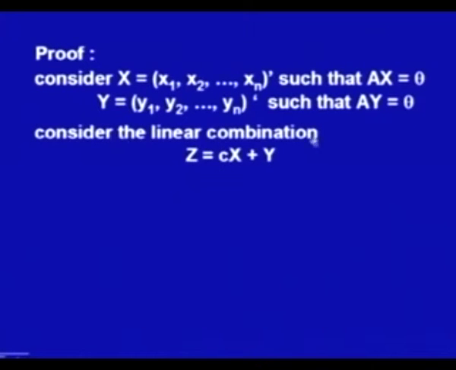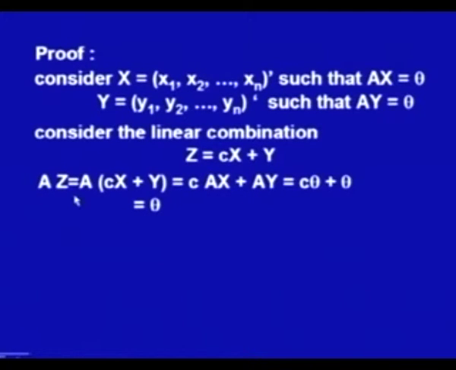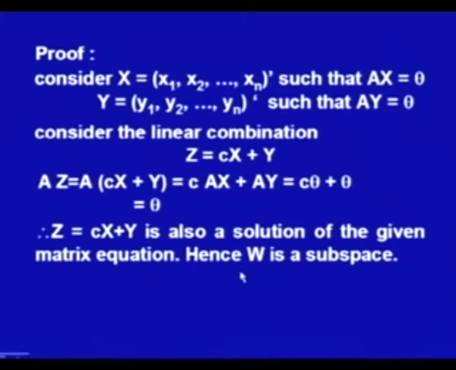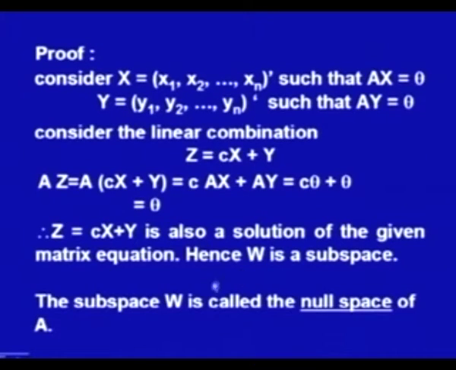Now, we consider linear combination z is equal to Cx plus y, and we will see that Az, whether it belongs to this given set or not. So, we consider Az is equal to A times column vector Cx plus y, which is equal to C times Ax plus Ay. Since Ax is theta, this is C theta, and Ay is theta. So, C theta plus theta is also theta. So, Az is equal to theta. So, this z is also a solution vector. So, W is a subspace. In particular, the subspace W is called the null space of A.